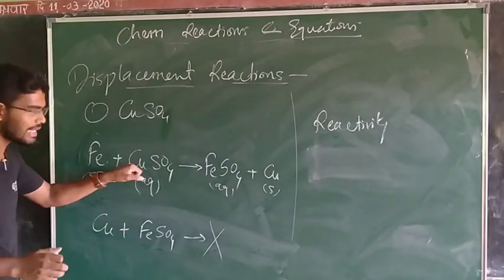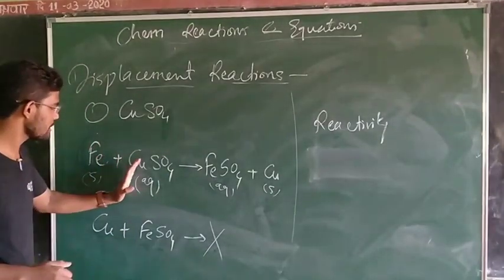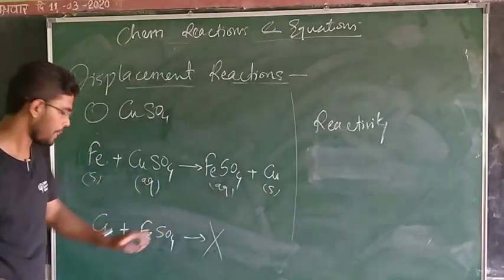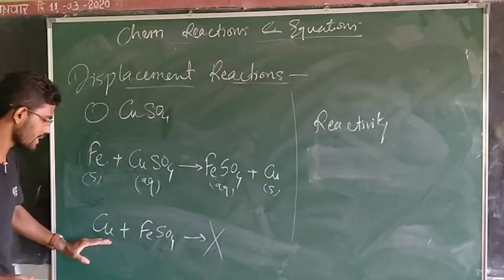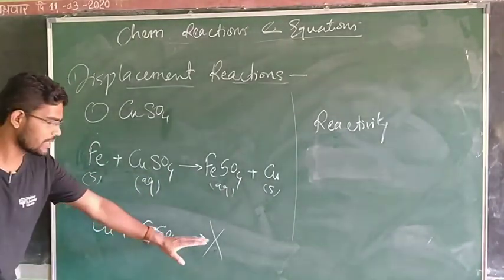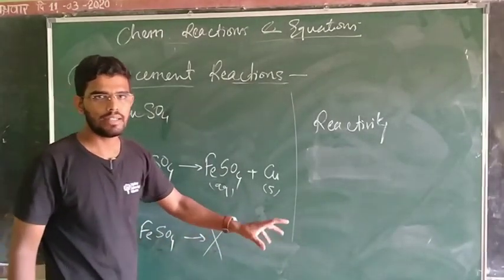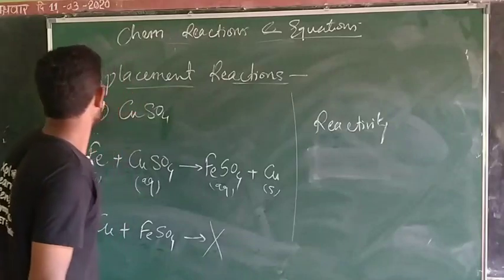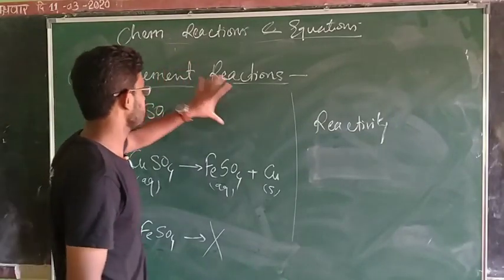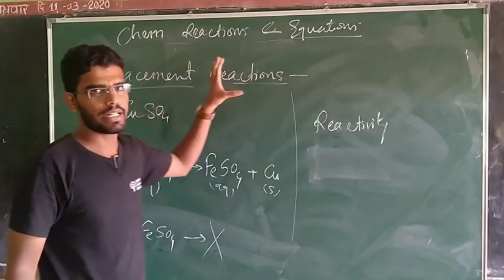Iron is more reactive than copper, so iron can displace copper to give you ferrous sulfate. Copper is less reactive than iron, it cannot displace iron from this, and that reaction is not possible. Okay, that's a very important and very interesting part to be studied under displacement reactions.